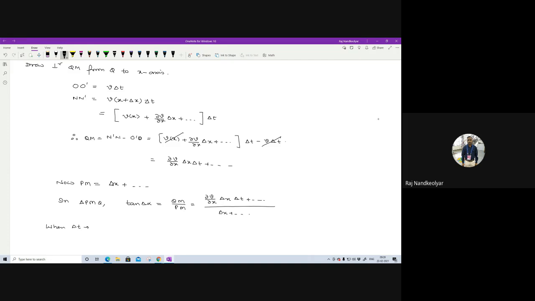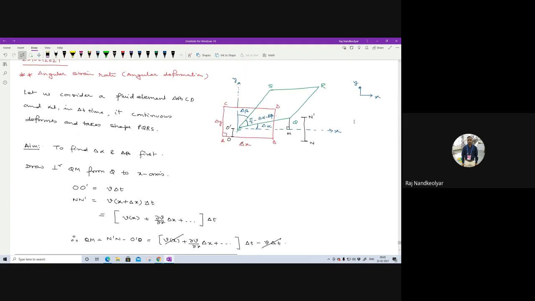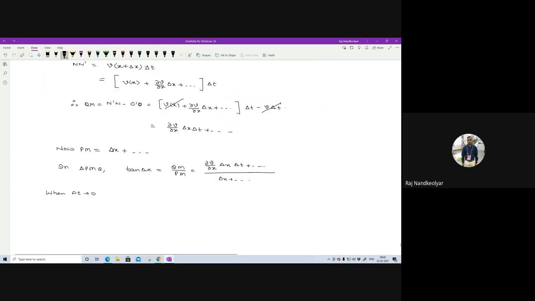When delta T tends to 0, what happens? Can you tell me? If your delta T is very small, in that case delta alpha is also very small, because delta alpha is the deformation in delta T time. So if delta T is very small, it is negligible. So delta alpha will also be negligible, and in that case, your tan of delta alpha, you can actually write down as delta alpha. Any doubt?